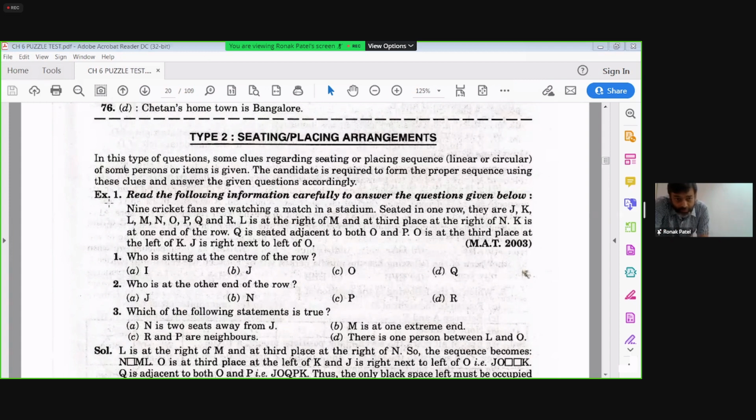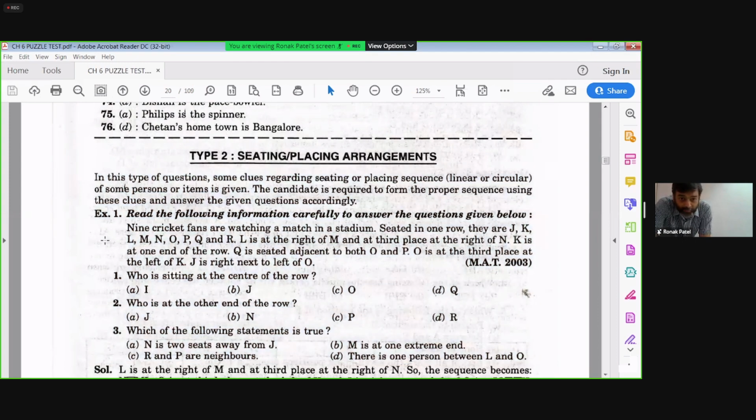I'll try a few, check it out. Nine cricket fans are watching a match in a stadium and seated in a row, and they are J, K, L, M, N, O, P, Q, R. So J, K, L, M, N, O, P, Q, and R. Okay.